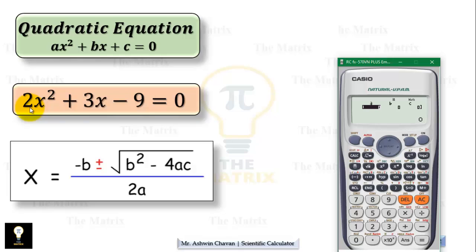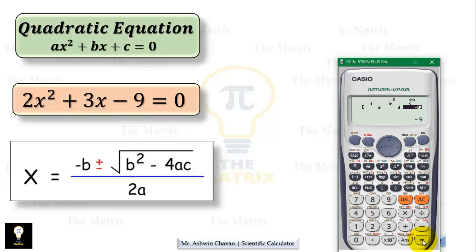So it is asking for the coefficients. So we have 2, 3 and minus 9. So 2 equal to, 3 equal to, and minus 9 equal to. So these three values are filled in the calculator.